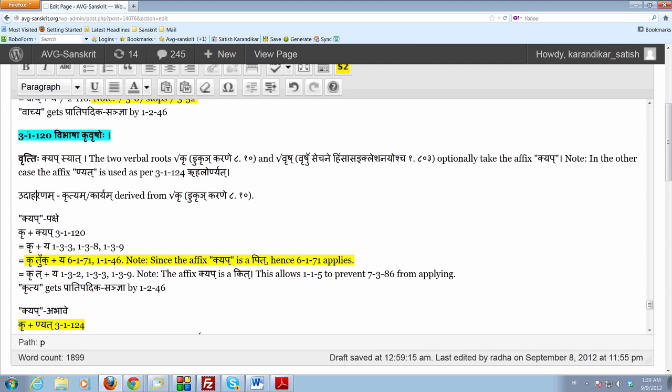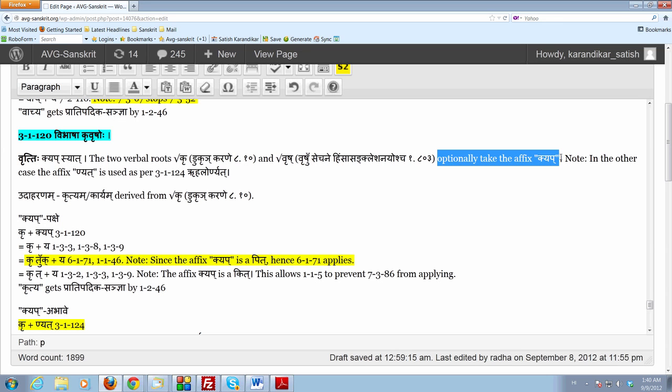Let's look at the sutram now. Vibhasha kru vrishoho. In the adhikara of krityaha, the potential participle is being prescribed now. So kyap syat. Two verbal roots: dukrinkarane, which of course we all know very well, and vrishu sechane, himsa sankleshanayoscha. The main meaning is sechane, to sprinkle, to shower water. Also a very famous verbal root. Varsha means to rain. Varsha is rain. They optionally take the affix kyap.